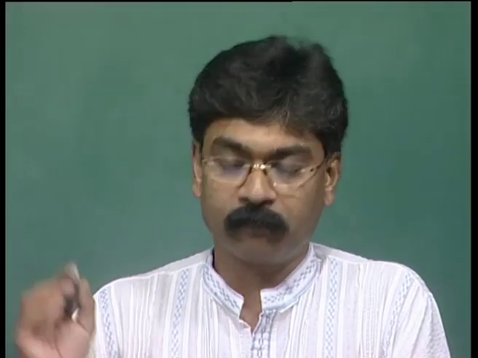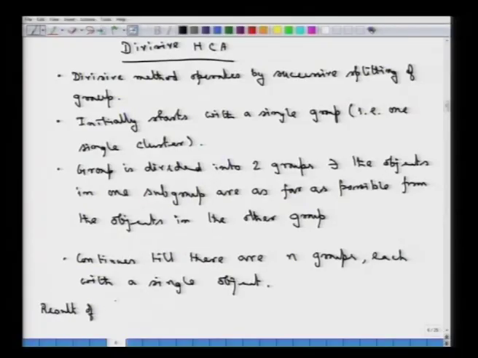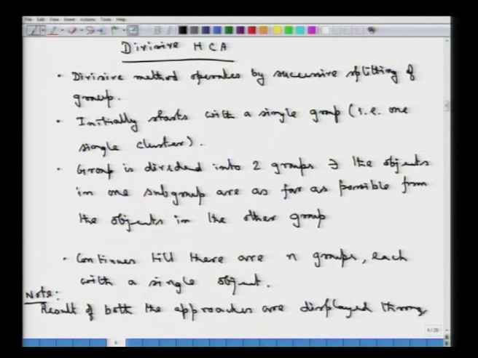Now, the outputs of both the agglomerative hierarchical approach and the divisive hierarchical approach are represented through the dendrogram diagram. Results of both the approaches are displayed through the dendrogram tree.